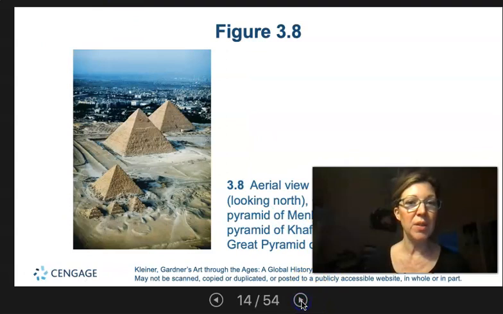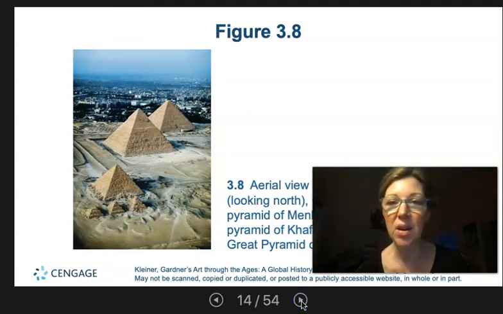Okay, this is an aerial view of the 4th dynasty and the complex of pyramids at Giza. These are super famous. Everyone's heard of these because they're still there. It includes pyramids dedicated to Menkaure, Khafre, and Khufu. It's one of the most memorable and still present representations of ancient Egypt.